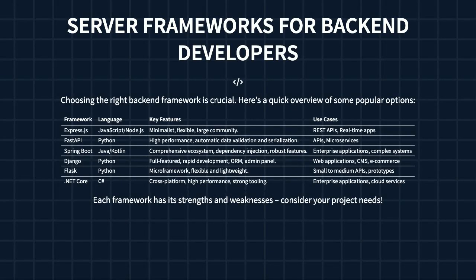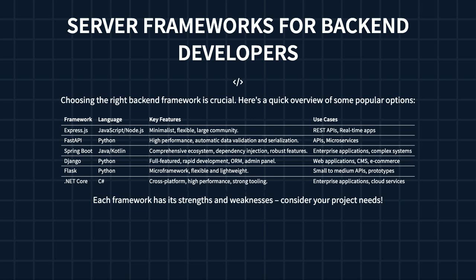Okay, let's talk about server frameworks. These are like the engines that power your backend applications. We've got a few popular choices here. Express.js, which is super popular for JavaScript developers. FastAPI, built with Python and known for its speed.